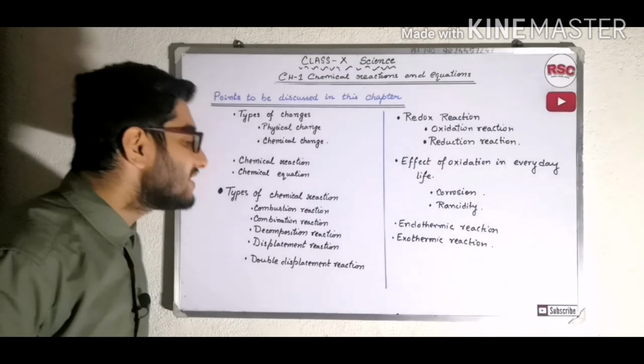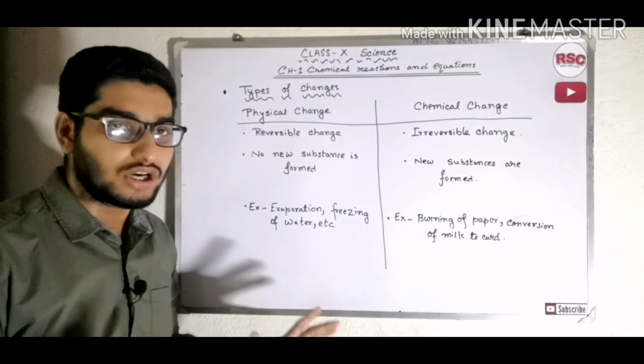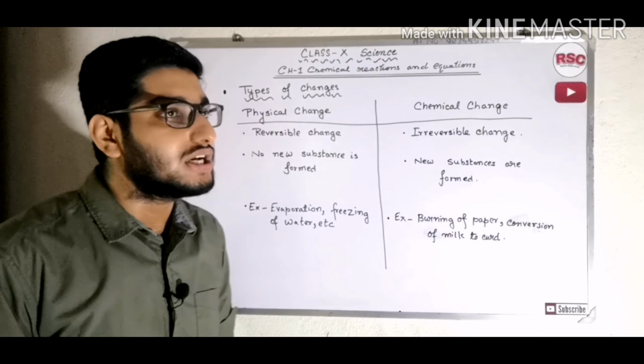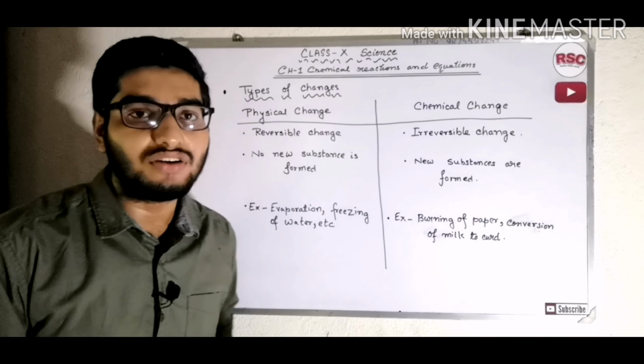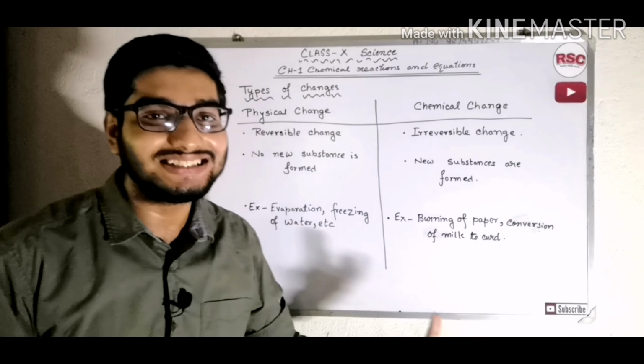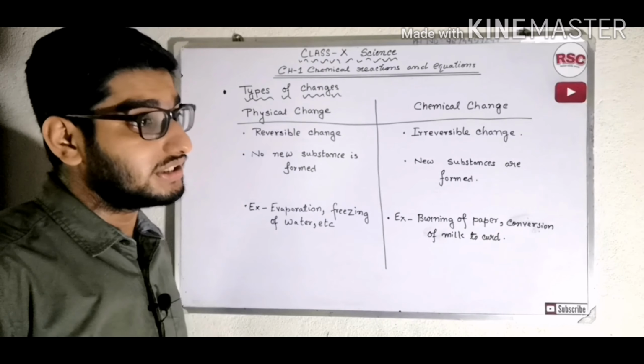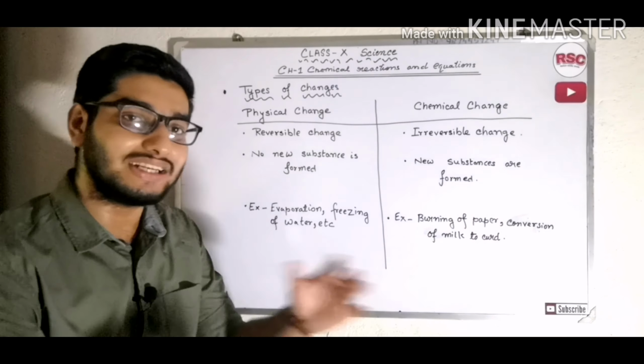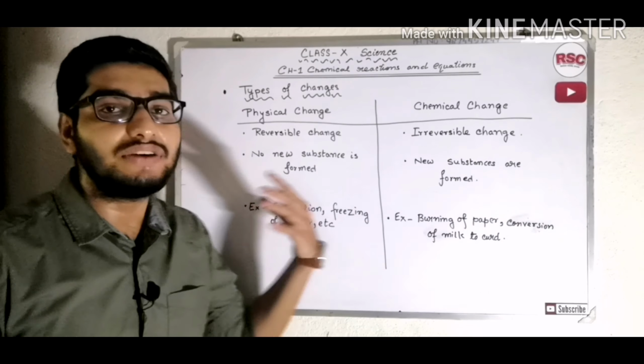Understood? Now coming to the next point, in physical change no new substance is formed. When there is a change, there is no new substance formed. Why? I am giving you an example. Suppose freezing of ice. In freezing of ice the water changes into ice, but there is no new substance formed. Water does not form any new substance. Water is in the form of water only, but it is only frozen.